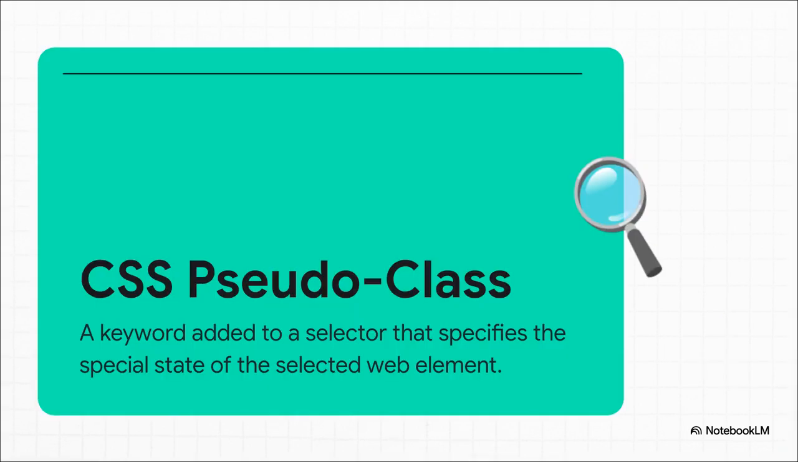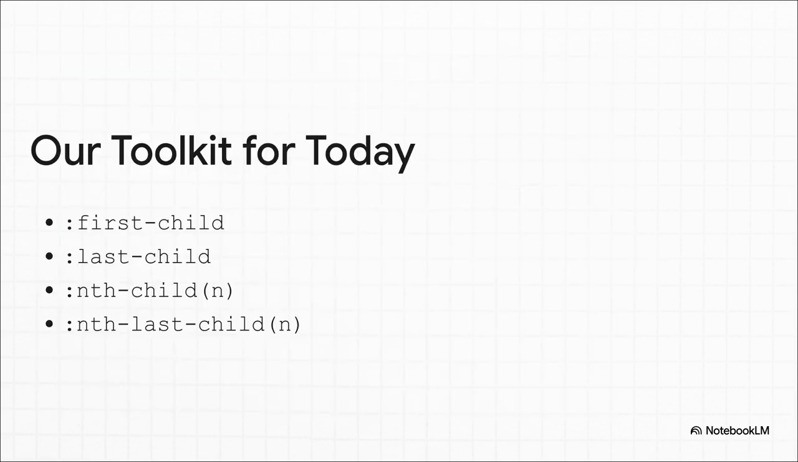Okay, so what is a CSS pseudo-class, really? Well, it's just a special keyword you tack onto your selector. But here's the key. It doesn't look for an attribute like an ID or a class name. Instead, it looks for the element's state, or more importantly for us, its position relative to its siblings. And this is it. This is our entire toolkit for today. Just these 4 keywords. It looks simple, I know, but trust me, together they give us the power to select elements based on their position in a list, which is exactly what we need to solve our problem.